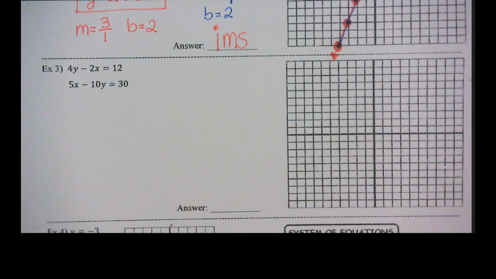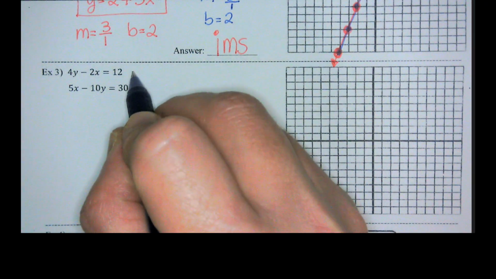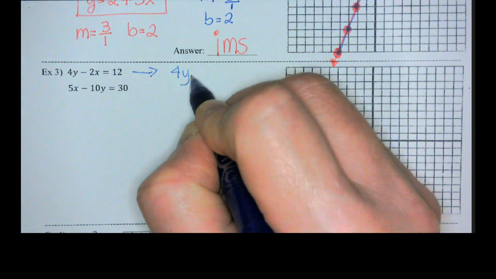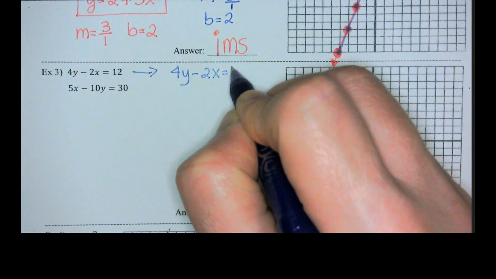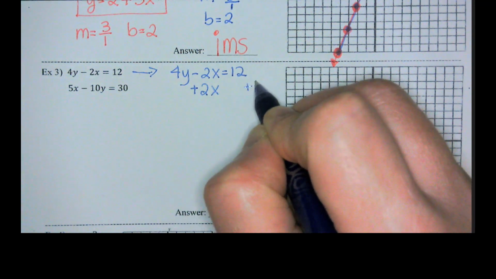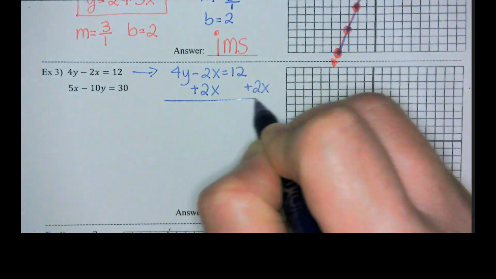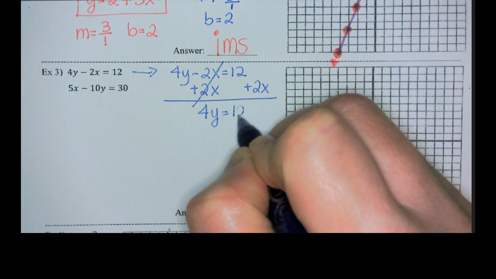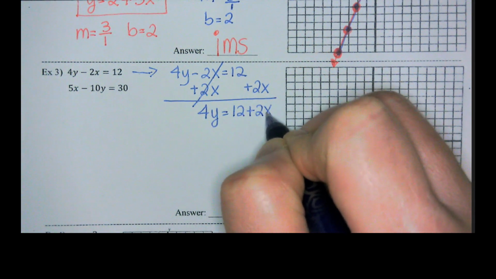On the next problem, let's get the y alone. So let's write this to the side. We're going to write 4y minus 2x equals 12. We're going to add 2x to both sides. So the 2x goes away. I'm getting 4y equals 12 plus 2x.